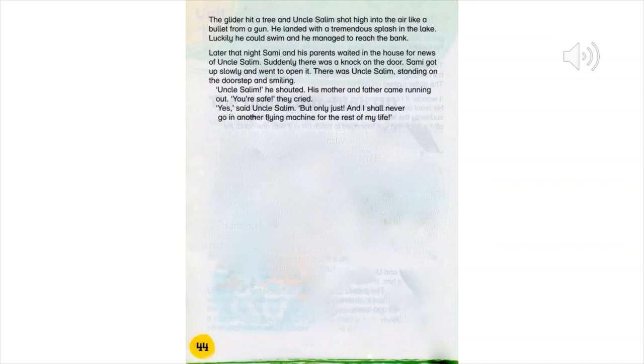Later that night, Sammy and his parents waited in the house for news of Uncle Salim. Suddenly, there was a knock on the door. Sammy got up slowly and went to open it. There was Uncle Salim standing on the doorstep and smiling. "Uncle Salim," he shouted. His mother and father came running out. "You're safe," they cried. "Yes," said Uncle Salim, "but only just. And I shall never go in another flying machine for the rest of my life."